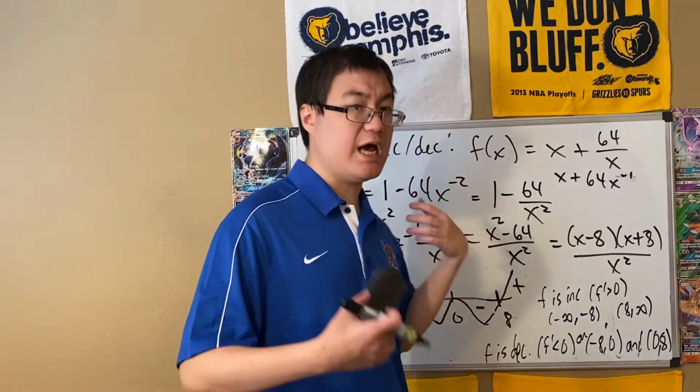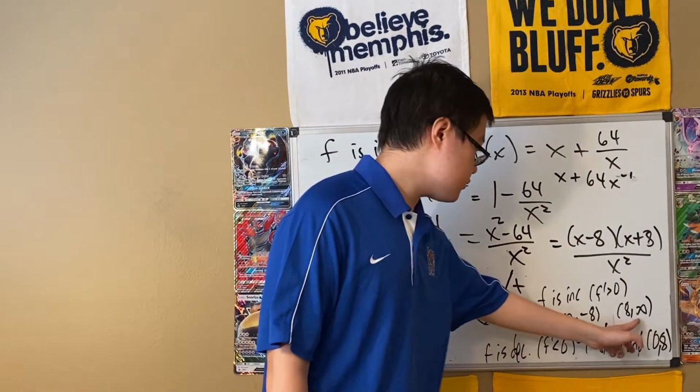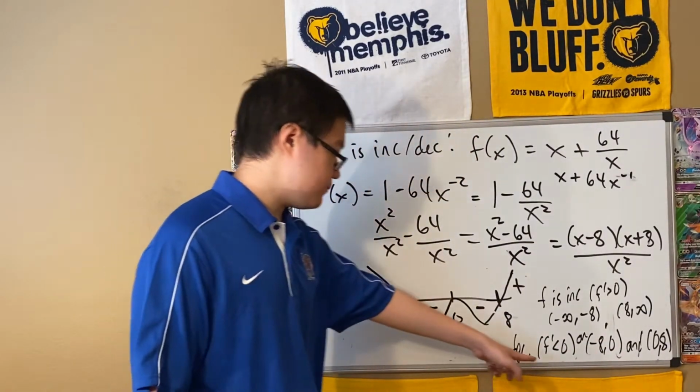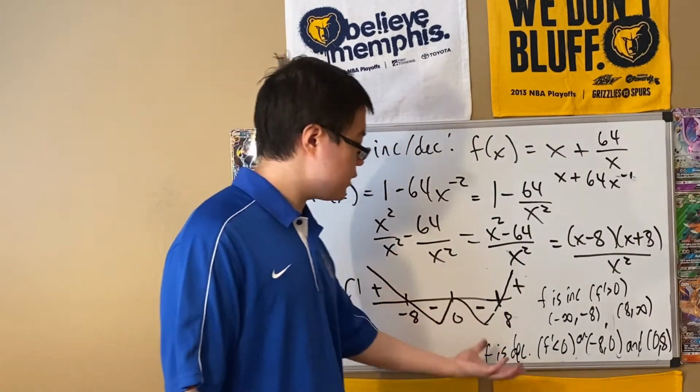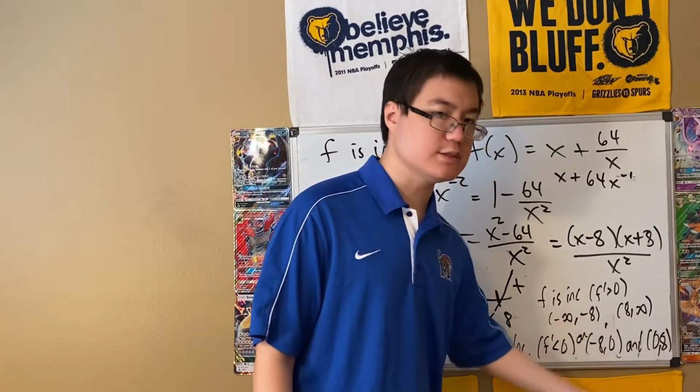Positive intervals, meaning f prime is positive, means that f is increasing. Negative intervals, f prime is negative, means that f is decreasing. So it was from negative 8 to 0 and 0 to 8.